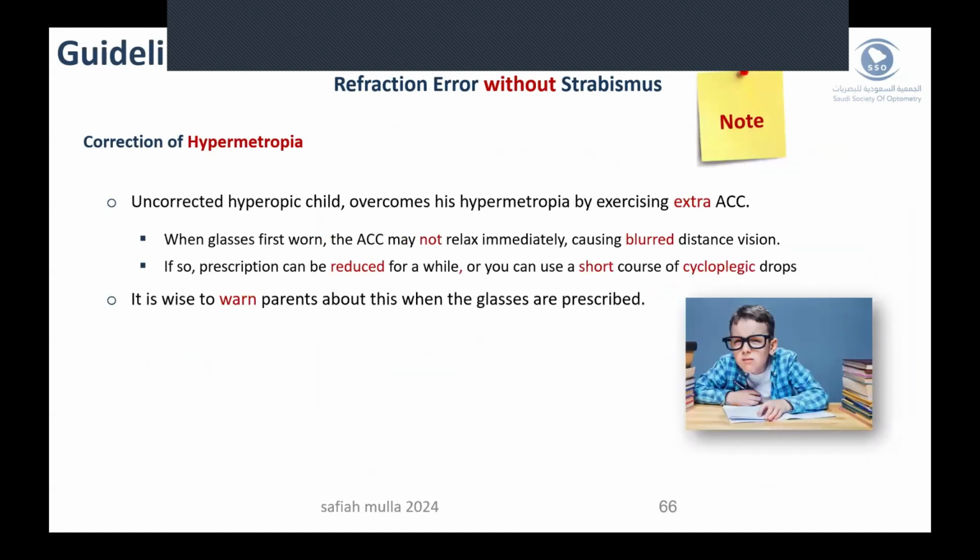With the uncorrected, we have sometimes faced a problem with the child who is hyperopic. When you give them the glasses, the parents come to your clinic and say he doesn't want to wear the glasses, and he says that he sees clearer without the glasses when they compare. What's the problem is that the uncorrected hyperopic child overcomes his hypermetropia by doing extra accommodation, and the brain is still going with this facility, and he did not recognize yet that he can relax that accommodation when he is in the glasses. So when he first wears the glasses, the accommodation may not relax immediately, and this will make the child say, I can't see with the glasses, I don't want the glasses.